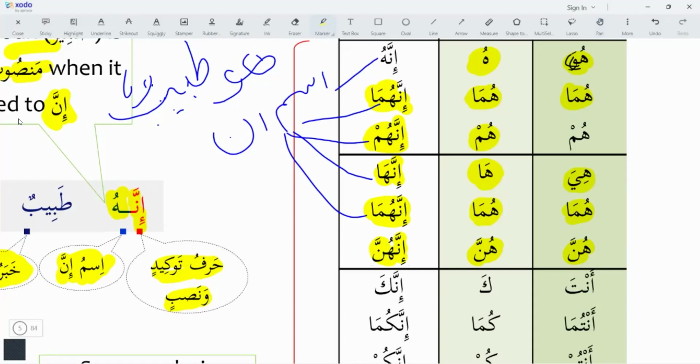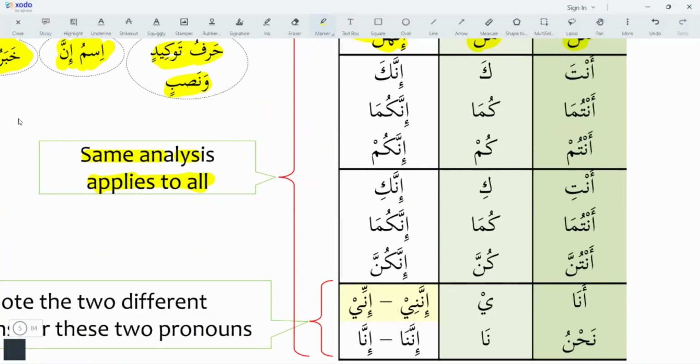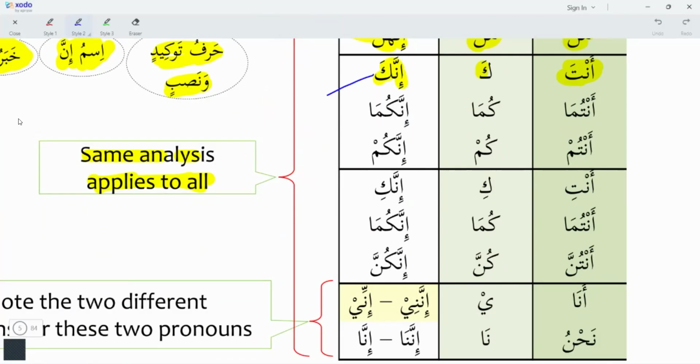So inna hunna. Hunna is ismu inna. And when we use it with the second person, anta, second person masculine singular, its attached pronoun is ka, and with inna it becomes innaka. This ka is ismu inna.